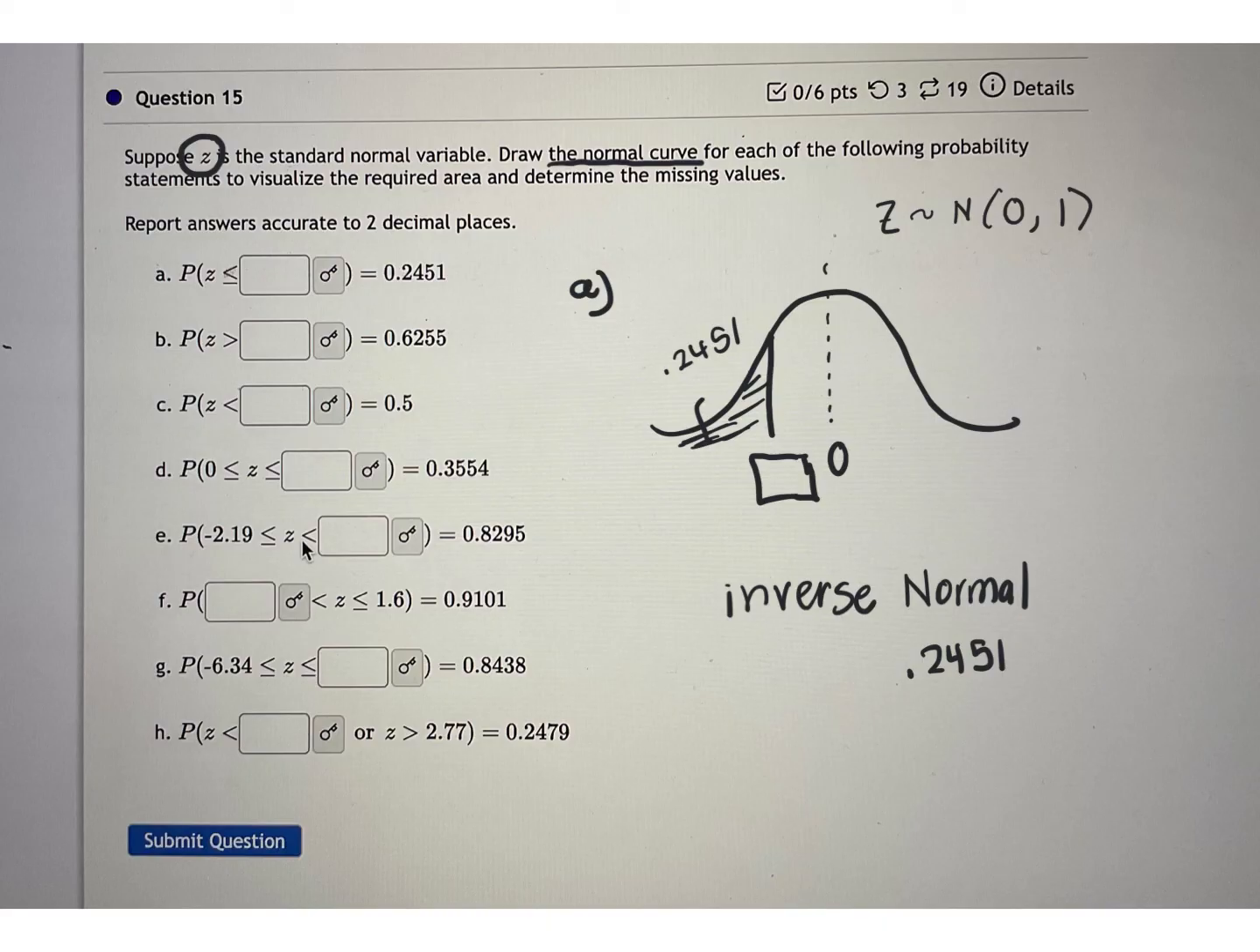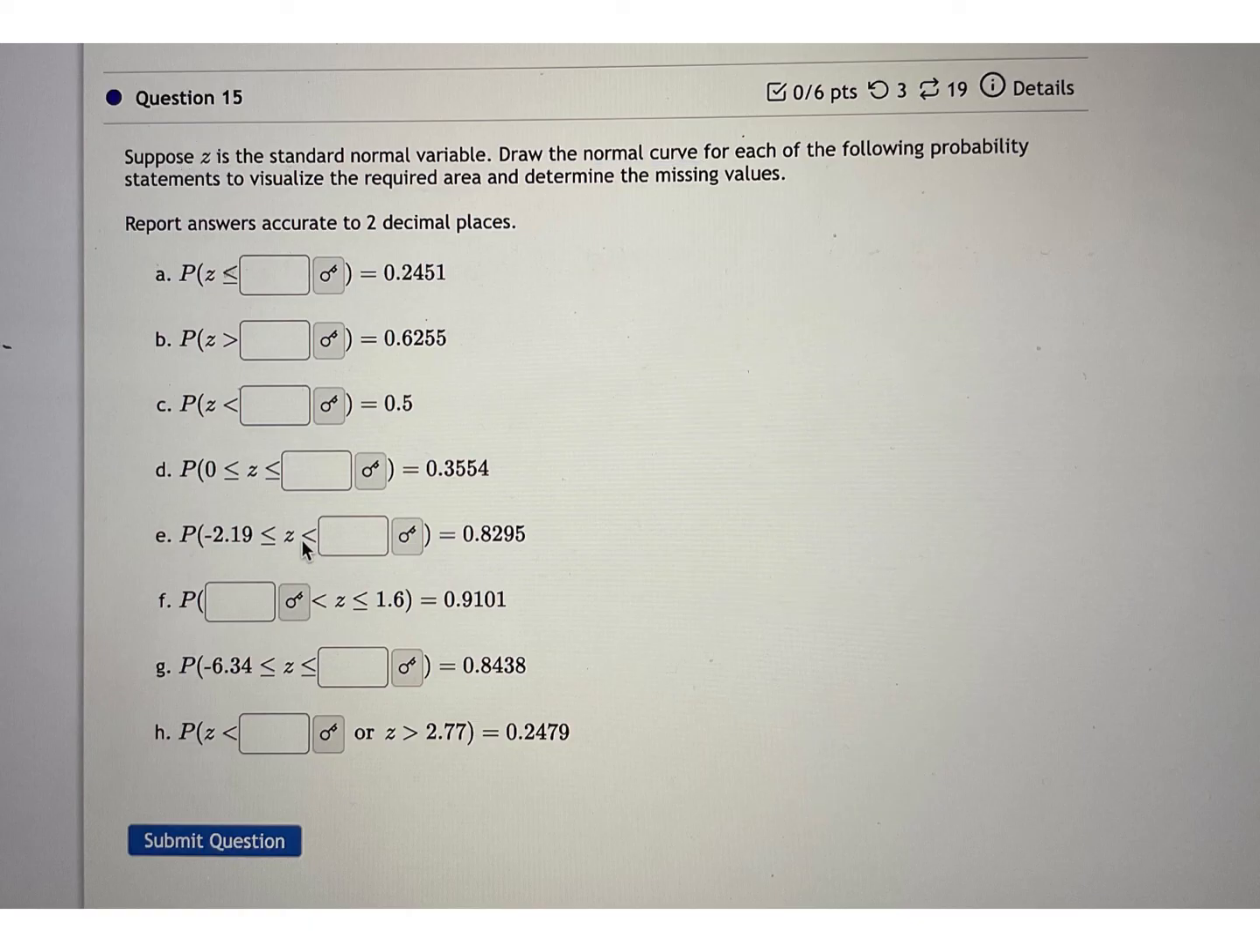And it's going to give us an answer. This cutoff point would be negative 0.6899. And so to 2 decimal places, that's negative 0.69. So that is answer A. Moving on to B, same idea here.